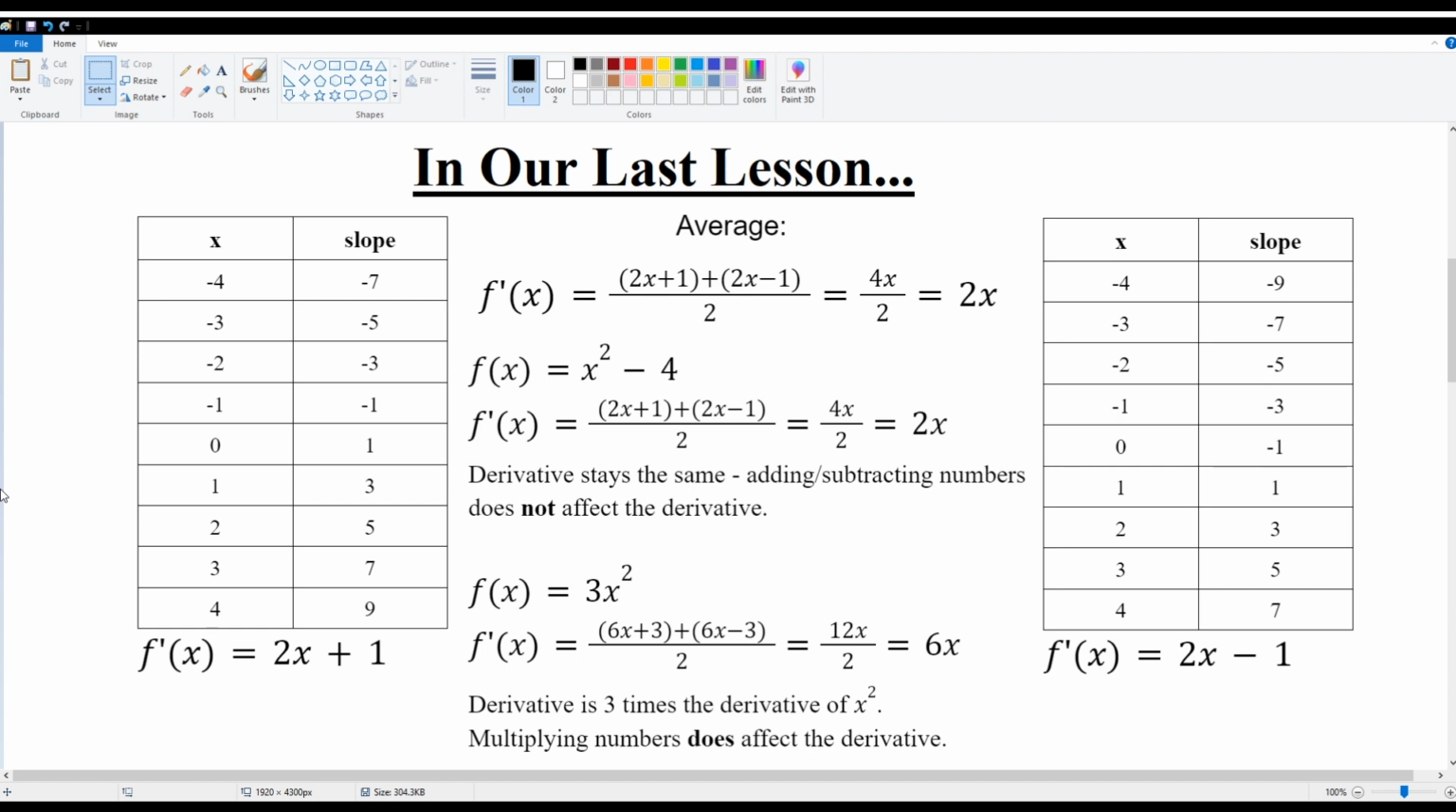But to just show what actually happens with that, the other side of the functions that you would have got here, for x squared minus 4, the overestimate function is 2x plus 1, and the underestimate function was 2x minus 1, just like the functions that we got for x squared. This means that the derivative averages out to 2x. And that lets us know that if you are adding or subtracting a number from x squared, the derivative stays the same. Having some number on the end doesn't seem to have any effect on the derivative at all.